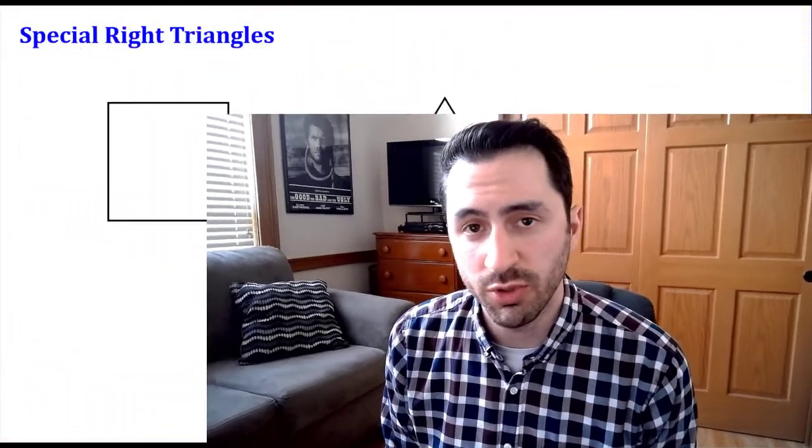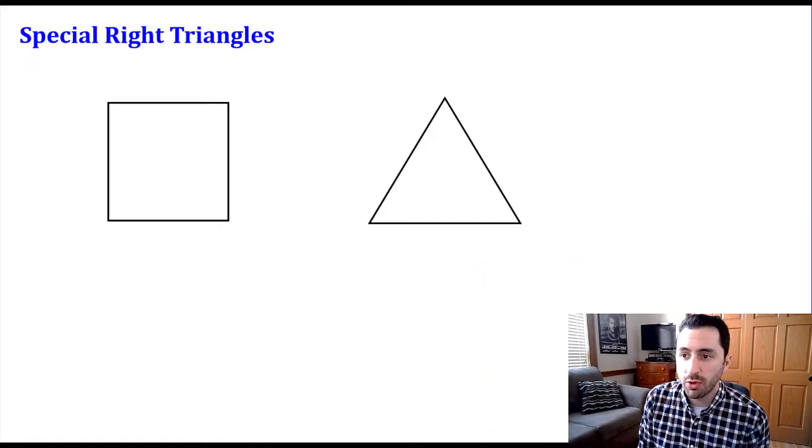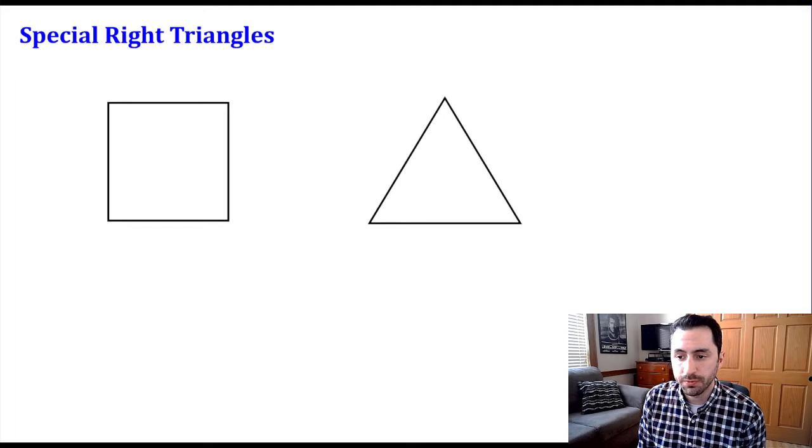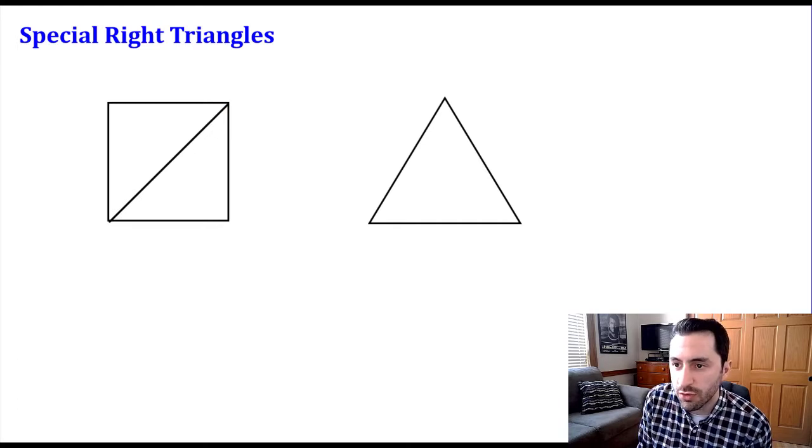So to see where these come from, we're going to refer to a couple of shapes that we already know. So the first one, we're going to be taking a look at a square. Now if I take this square and I draw in one of the diagonals, we end up with two triangles. So drawing in that diagonal, we get this like so.